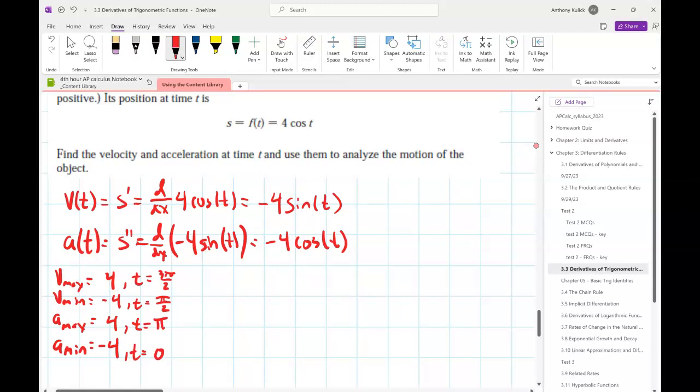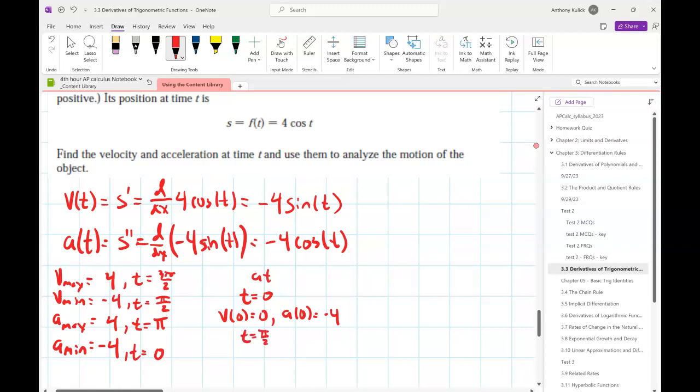So let's look. At t equals 0, my velocity should be 0, and my acceleration is -4. So that's initially, like we're at no motion, right? We're at the bottom of the spring, but it's ready to start whipping us back as hard as it can.